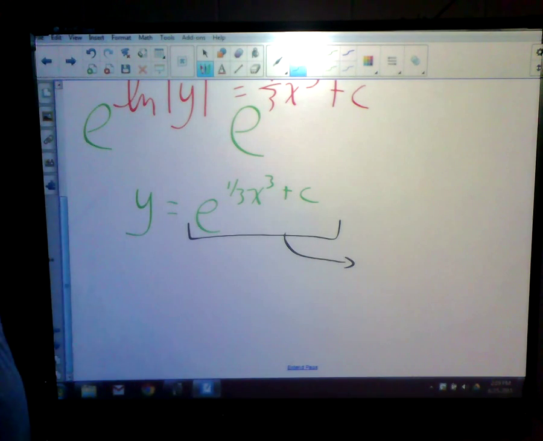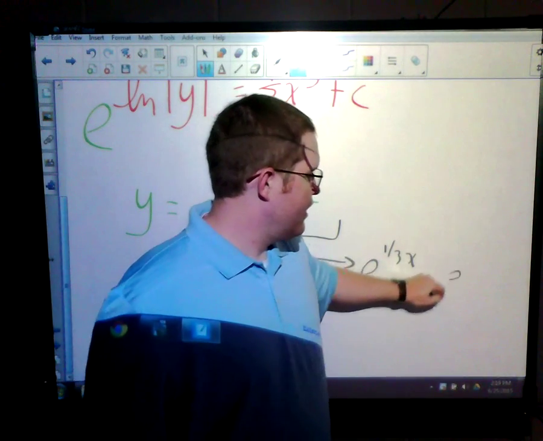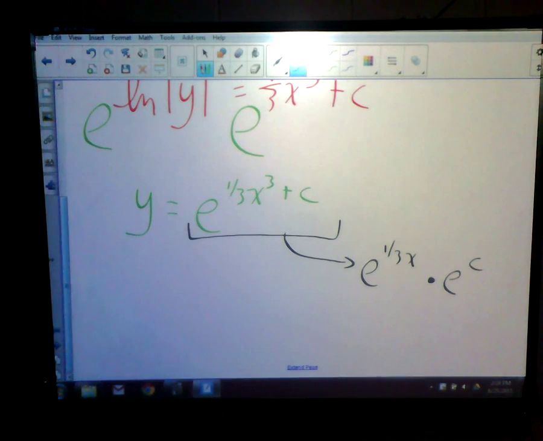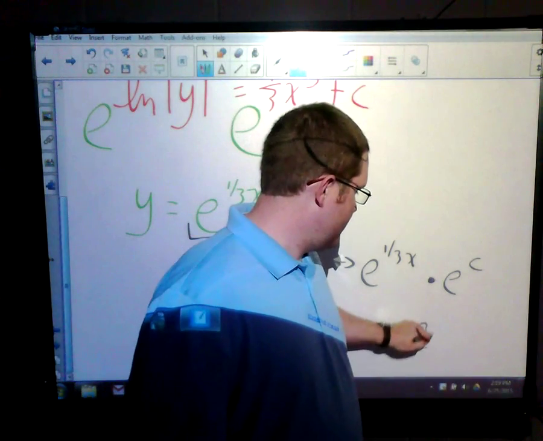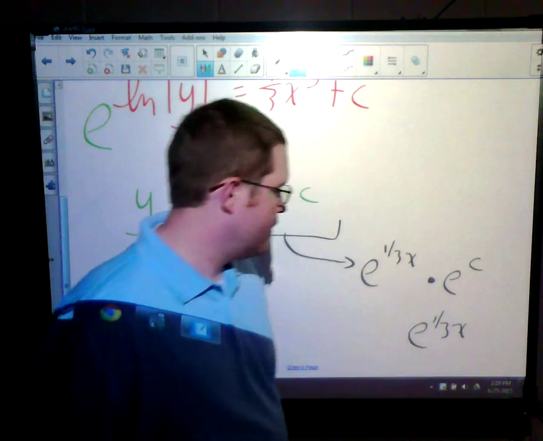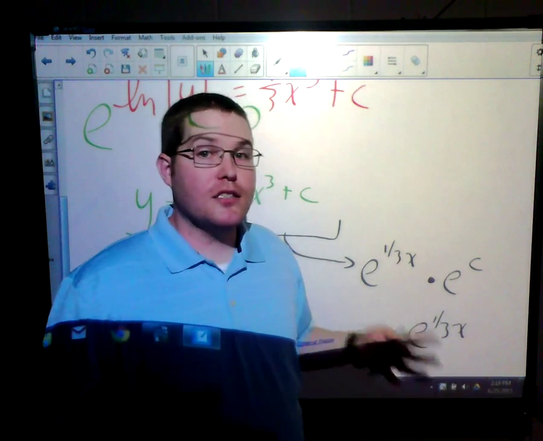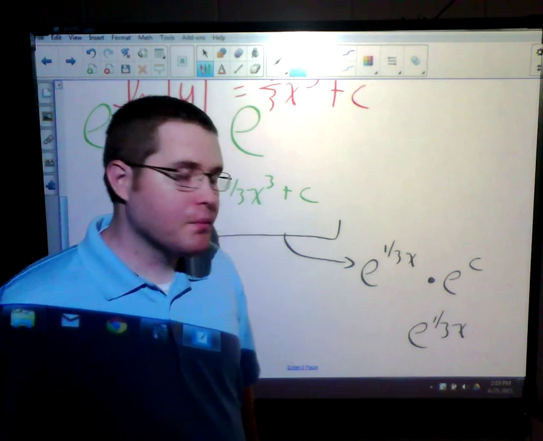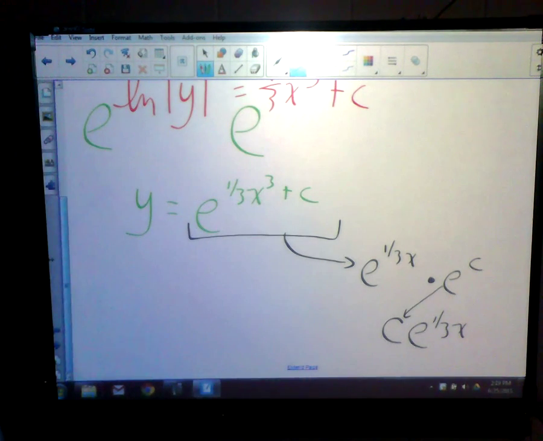When you add exponents, that's the same thing as saying e to the 1/3 x times e to the c. Because if you were to put those two together, you would add the exponents. This is e to the 1/3 x. This is e to every number. E to every number is still every number. So what symbol means every number? Just c. E to the c just becomes c.